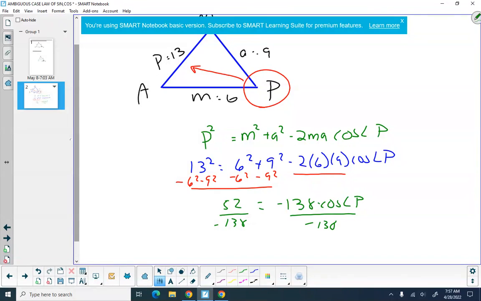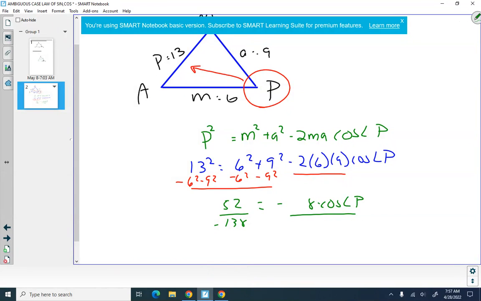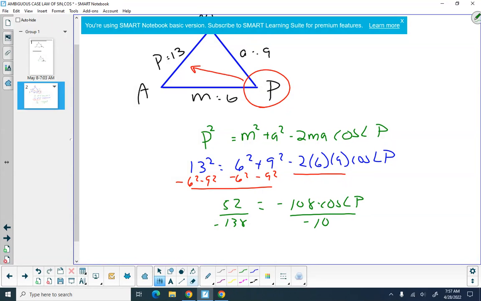At 108. There we go. That's why you don't sit there and just copy my stuff down, because old man brain sometimes makes mistakes. Can't be perfect all the time. So we take our inverse cosine of both sides, find the measure of angle P. Ethan, what do you get for our measure of angle P?